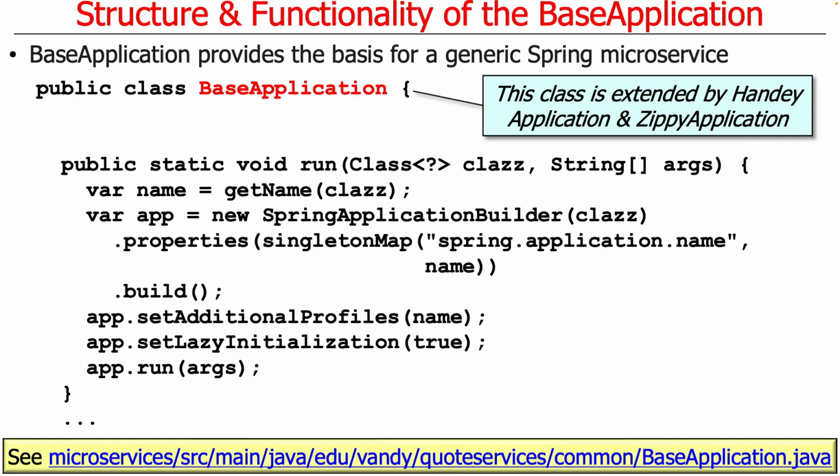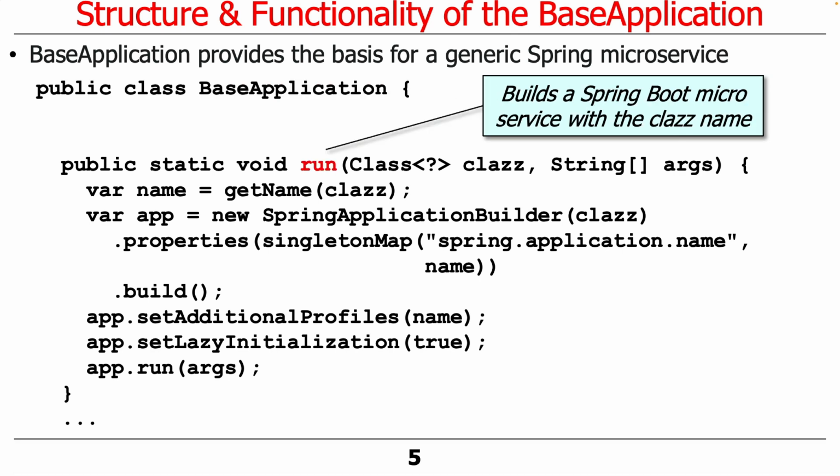So in the spirit of commonality, we're going to define something called a BaseApplication. This base class, this superclass, will then be extended by the HandyApplication and the ZippyApplication, which are the two microservices we're implementing here. And as you can see, we do some fun stuff. We have a static method which takes the class that we're using, for example ZippyApplication.class or HandyApplication.class. That's always what you do when you're dealing with Spring.